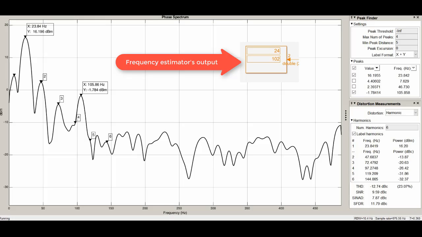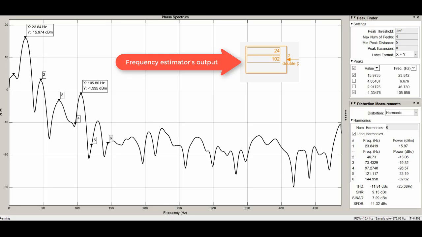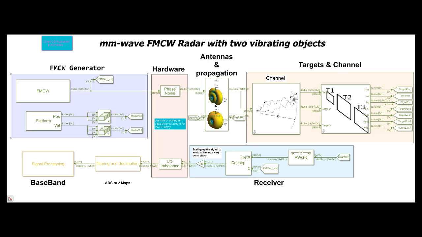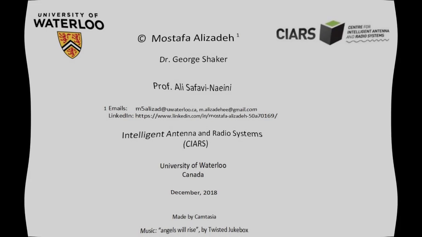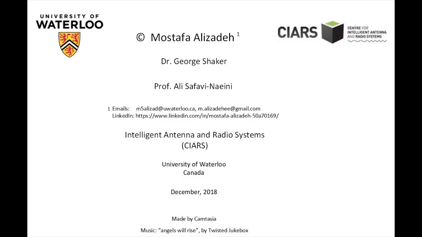In order to reduce the confusion in estimating the frequencies, a more stable and robust algorithm is used, and you can see the output of the algorithm in the figure. With this Simulink model, we can investigate the effects of the phase noise, thermal noise, IQ imbalance, and stationary target on the system performance. These are helpful to obtain the circuit and system parameters for designing and implementing the radar for vital signs detection. Thank you for watching the video.